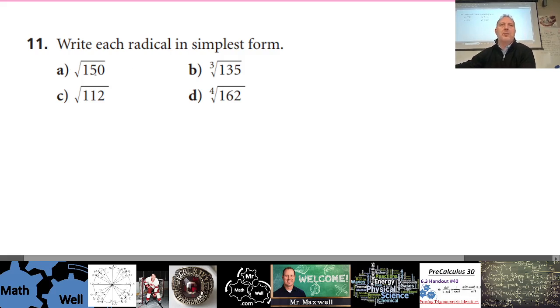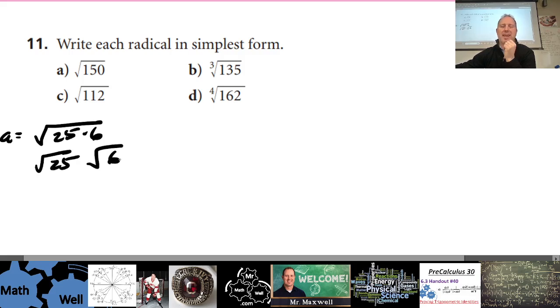Root 150. So I'm looking for a factor of 150 that's a perfect square. Can you think of any? 25. Okay, good. 25 times what? 25 times 6. Okay, so root 25, I can simplify. Root 6 can't simplify. So this is 5 root 6. I like it. Double check to see that 6 doesn't have a factor that's a perfect square, and it doesn't, right? Only 1, 2, 3, and 6 are factors of 6. No perfect squares in that list, so you're done.